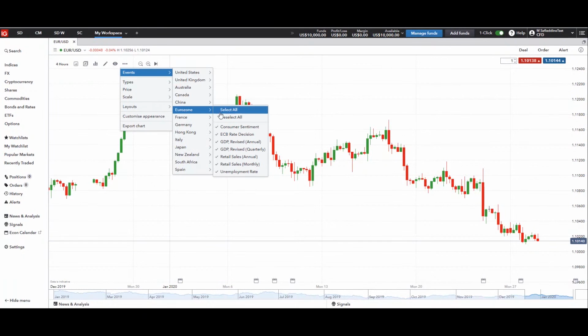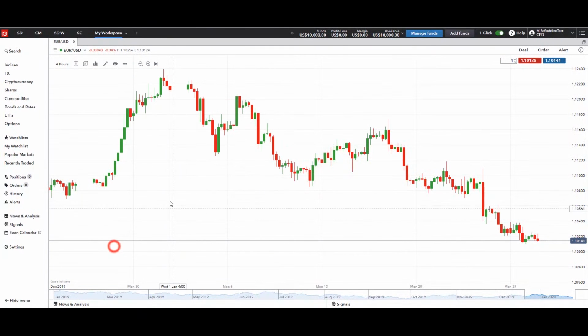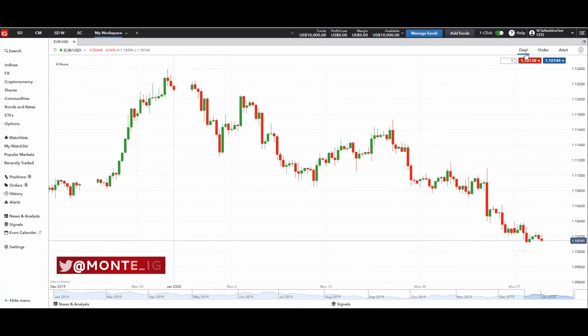You can say deselect all. So that's pretty much it. Up next, we're going to take a look at trading, and that means we're going to look at those 3 items you can see in the top right corner. We got the deal, the order, the alert, and the information.